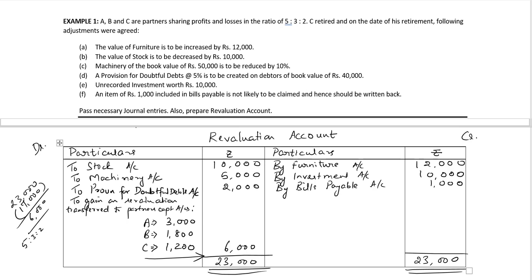So this is a revaluation account, the ledger account for this example sum 1. We use the first method because there was nothing specified in the sum. So we use the first method.